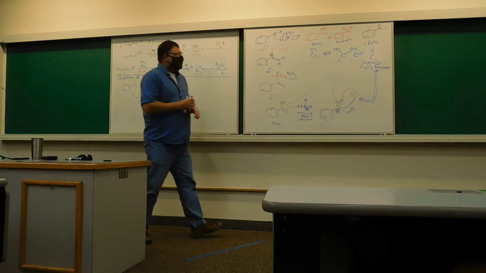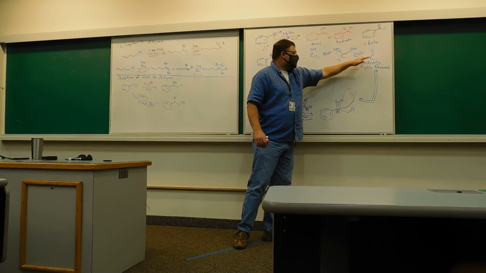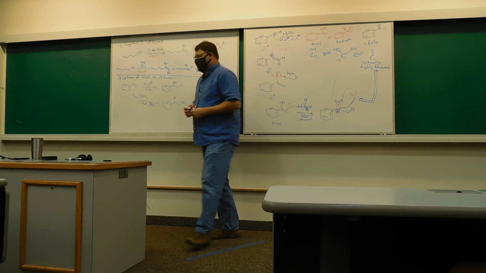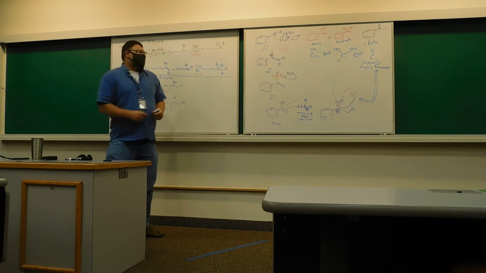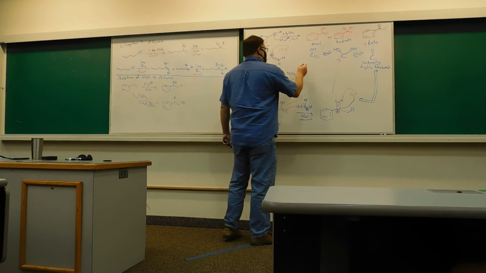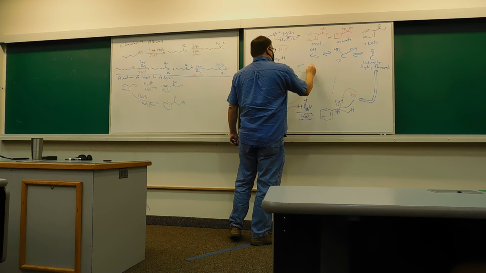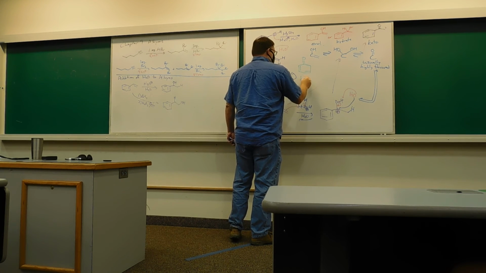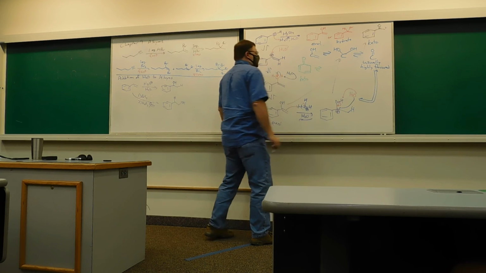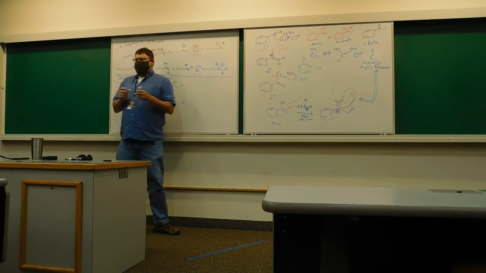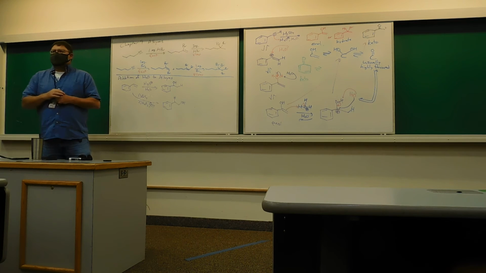So like I said, almost always the keto form is going to dominate. An example of where this doesn't work is here. So this would be the keto form. Draw the enol form of that green ketone.